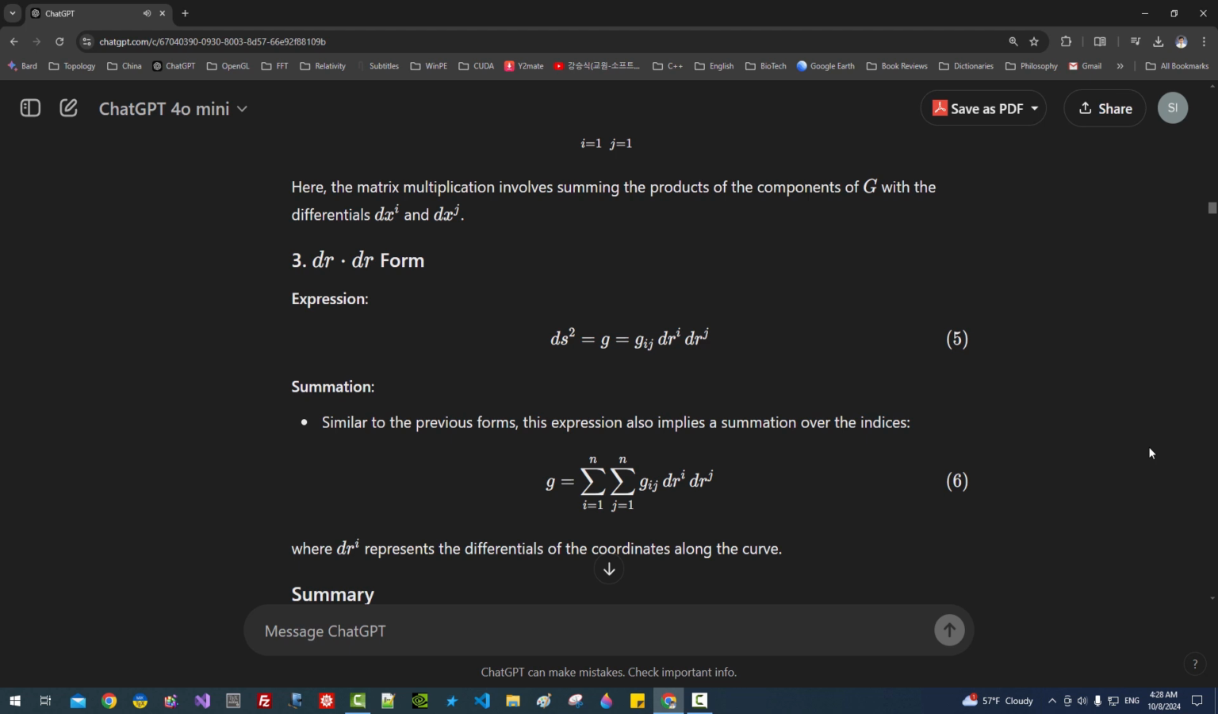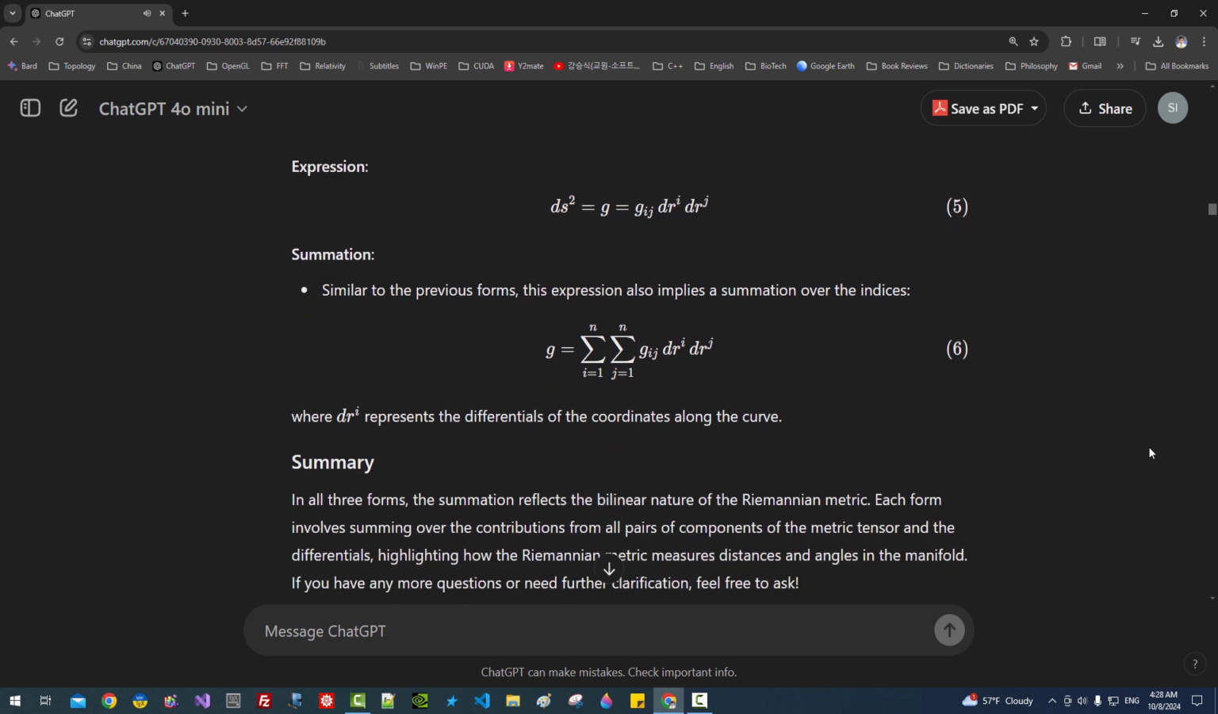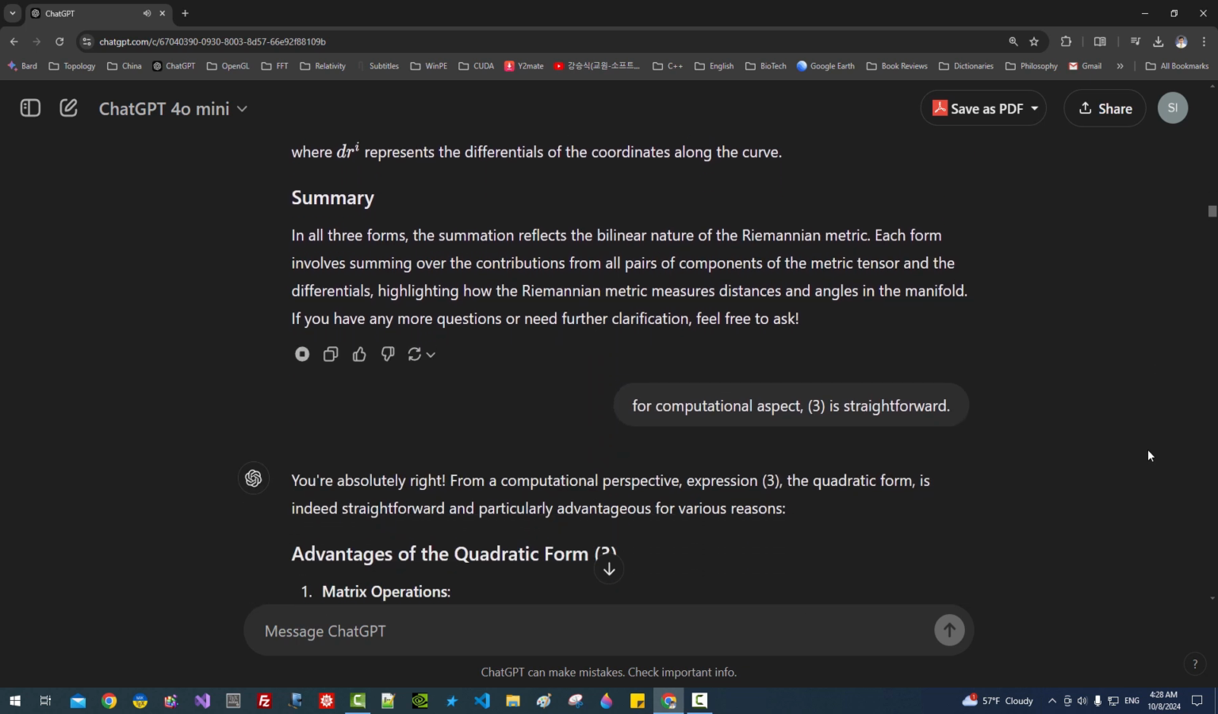Similar to the previous forms, this expression also implies a summation over the indices. G equals the sum over i equals 1 to n, sum over j equals 1 to n, of g_ij dr^i dr^j, where dr^i represents the differentials of the coordinates along the curve. Summary.